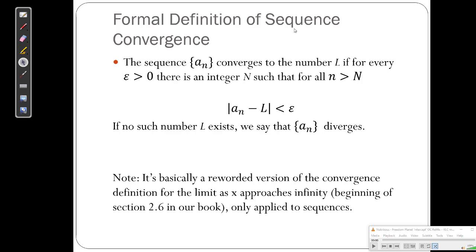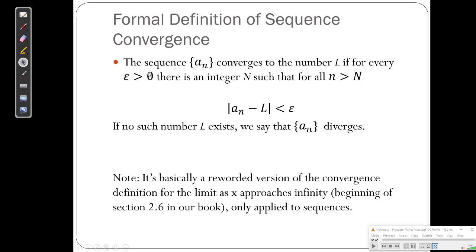Here is the formal definition of the convergence of a sequence. It's very similar to the convergence of a function as x goes to infinity. It's pretty much the same exact idea, just rephrased for talking about sequences. So the sequence a sub n converges to the number L if for every epsilon greater than 0, there is an integer N such that for all n greater than N, |a sub n minus L| is less than epsilon.